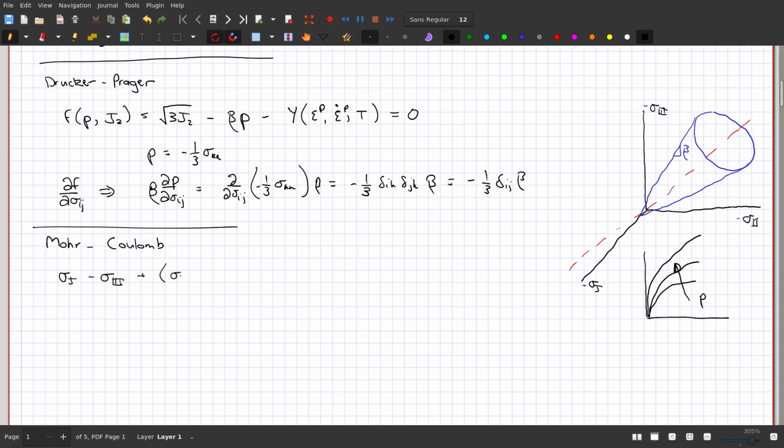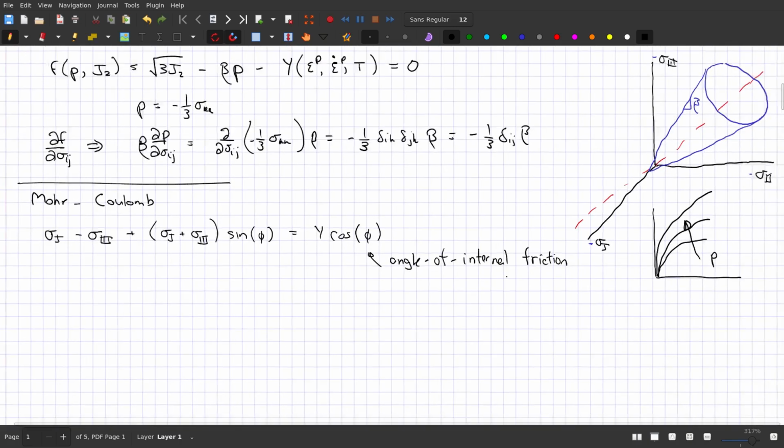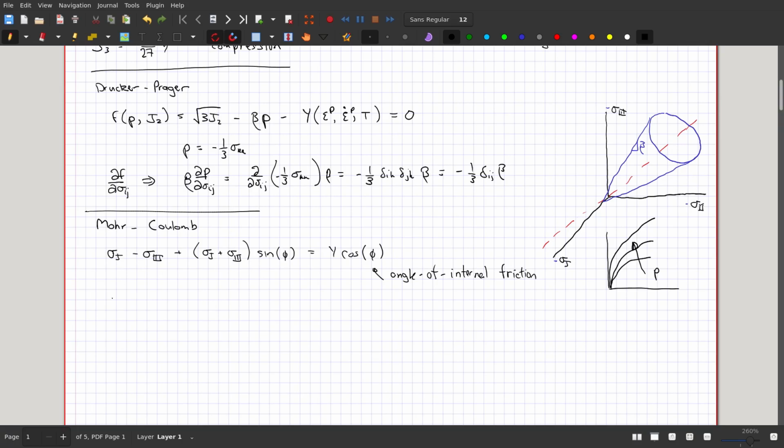plus sigma 1 plus sigma 3 sine phi equal to y cosine phi, where this phi is the angle of internal friction. In terms of the yield surface, in terms of the invariants, this thing is 1/3 I1.